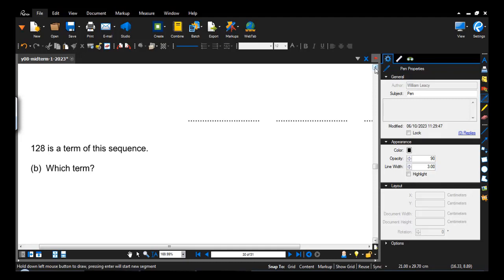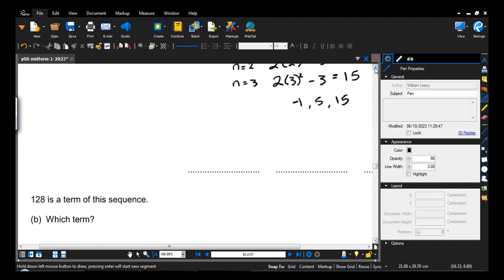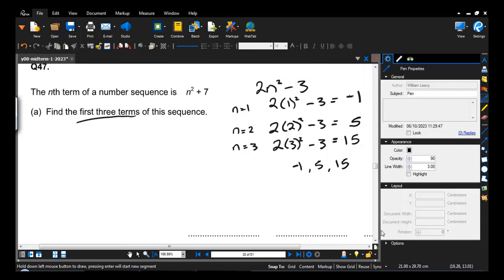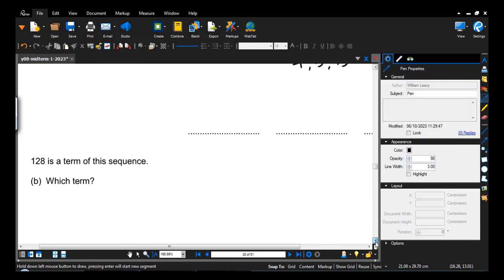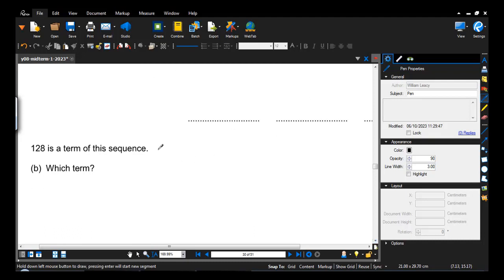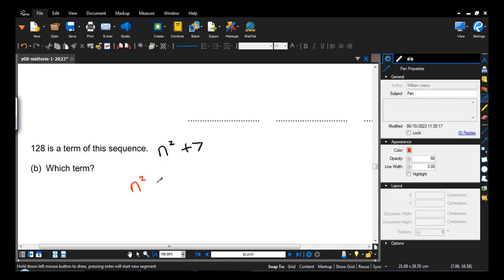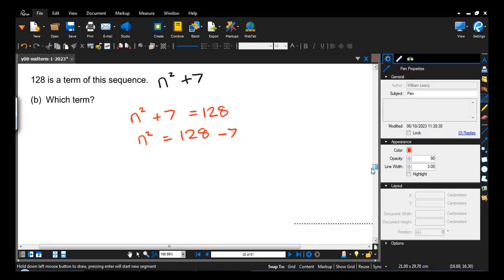128 is a term of this sequence. Which term? Alright, so you're going to put this formula, n squared plus 7 equals 128, and that'll tell you which term it is. So that was the formula that we're given in the question. So what you write down is this. We're told 128 is in it. So n squared plus 7 equals 128. Yeah? Then you're going to get n squared equals 128 minus 7, and then figure out n. I probably shouldn't have shown it anyway. Okay, we'll move on.